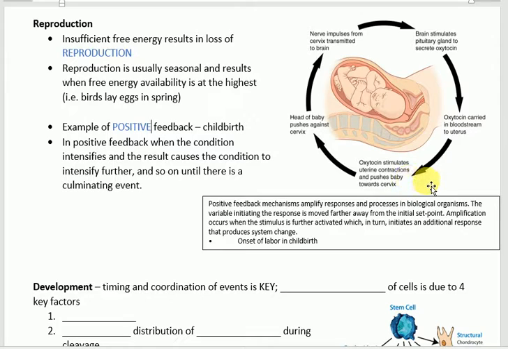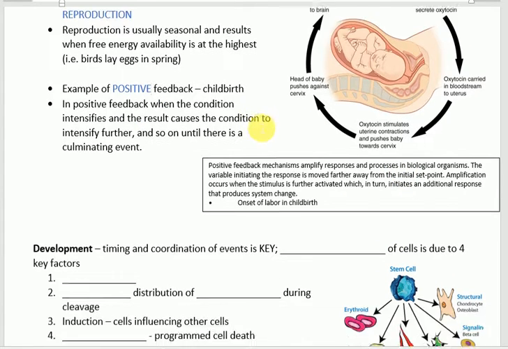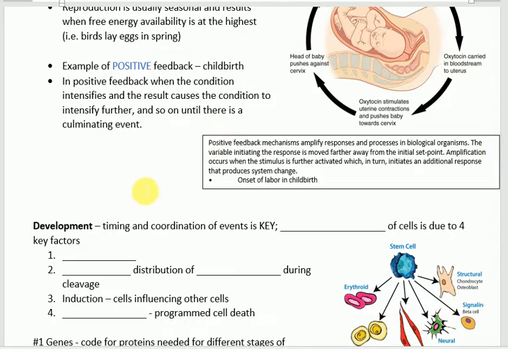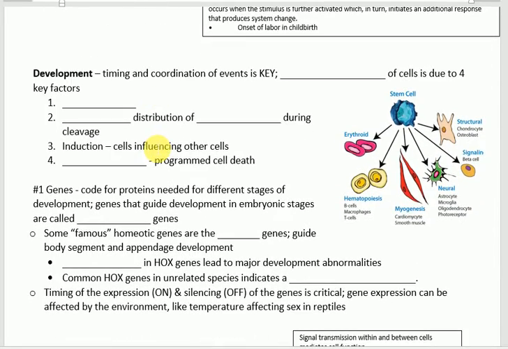So for instance, here the brain stimulates the pituitary gland after being impulsed from the cervix, and oxytocin is released, carried to the uterus. It stimulates contractions, pushes the baby towards the cervix, and then the head of the baby pushes against the cervix, again causing more nerve impulse, and it just keeps going and going until the baby's born. So again, here is that information that you need to know.